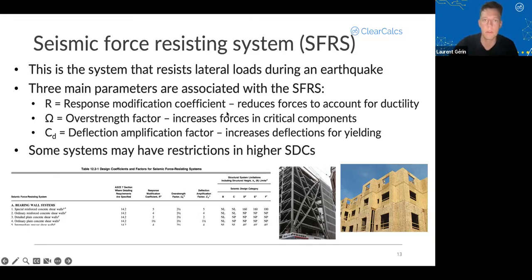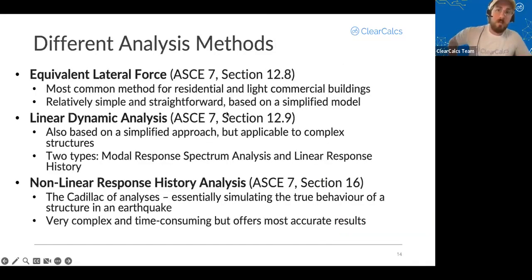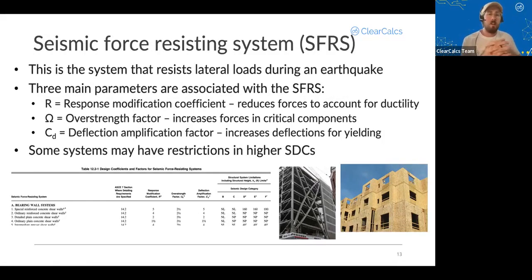Okay, so next, Laurent, if I could just jump in super quick here. Just had a question, figured it would make sense while we're on the slide. For the overstrength factor, you mentioned it increases forces in critical components. Would you just be able to give like an example or two of what you mean by critical components there?